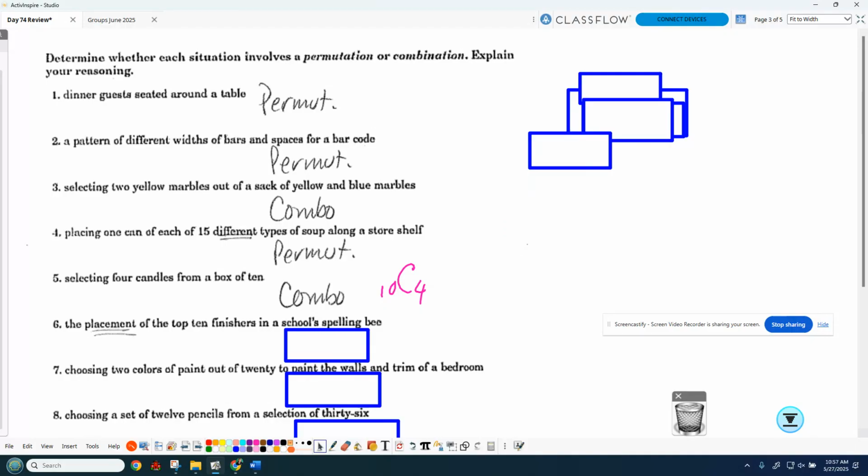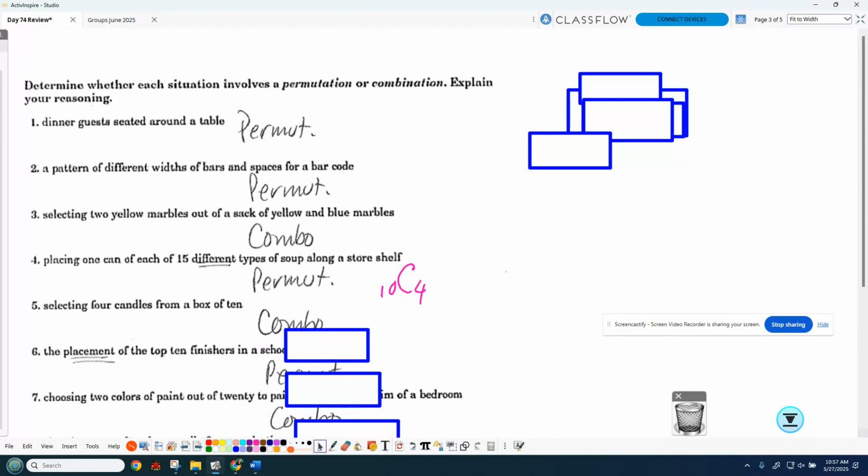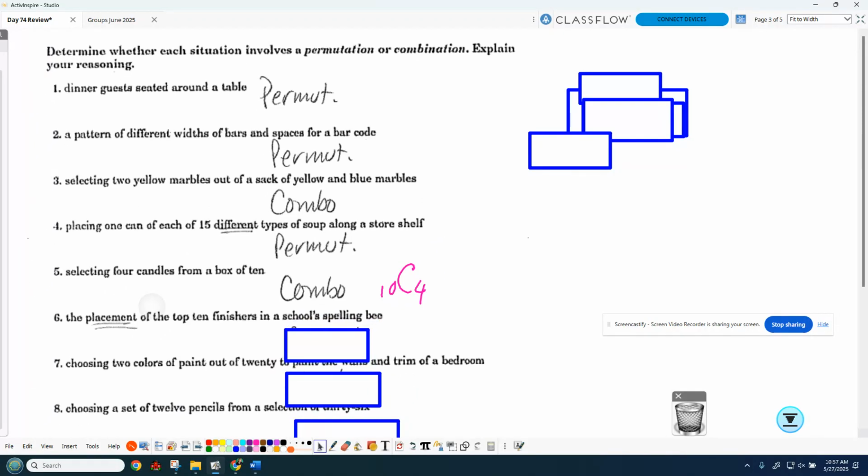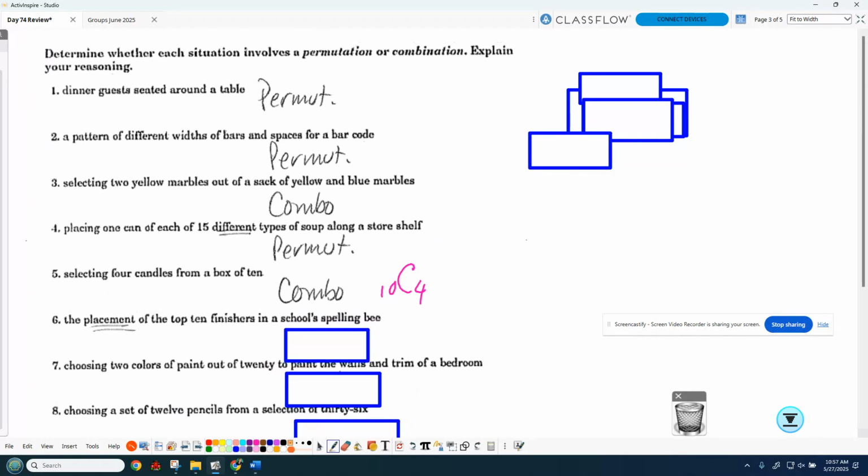Kara, what about 6? Placement of the top 10 finishers in the school spelling bee. Permutation? What makes you say permutation? Because it says placement, like you're getting first place or last place. Because it says placement. That's the big word. And for the soup cans, they're saying they're different soups. If they were all the same, if they were all like yellow marbles, that's more of a combination thing.